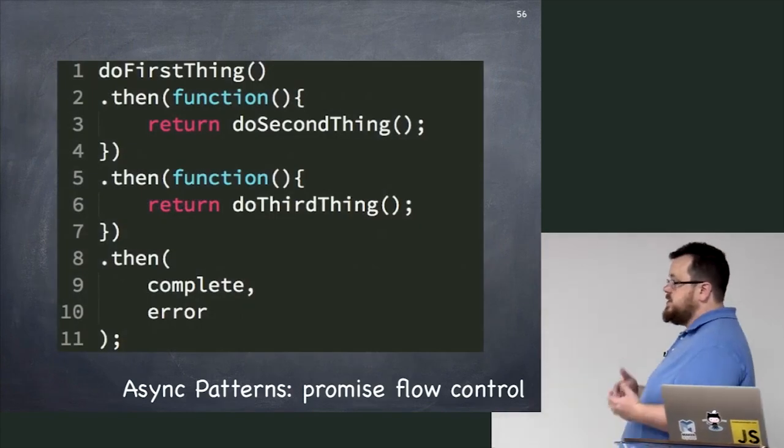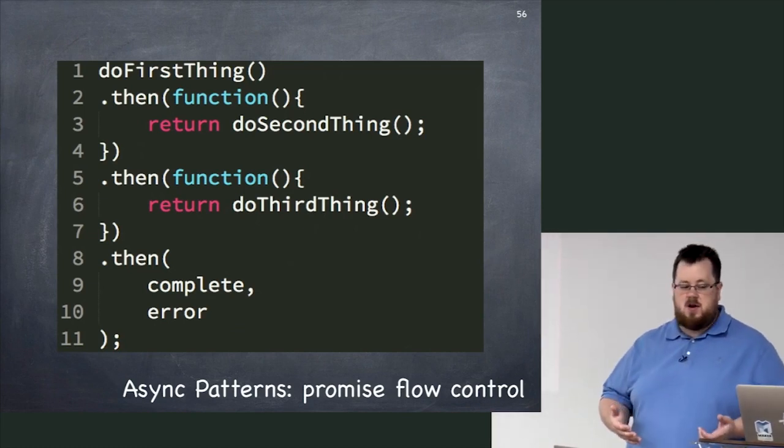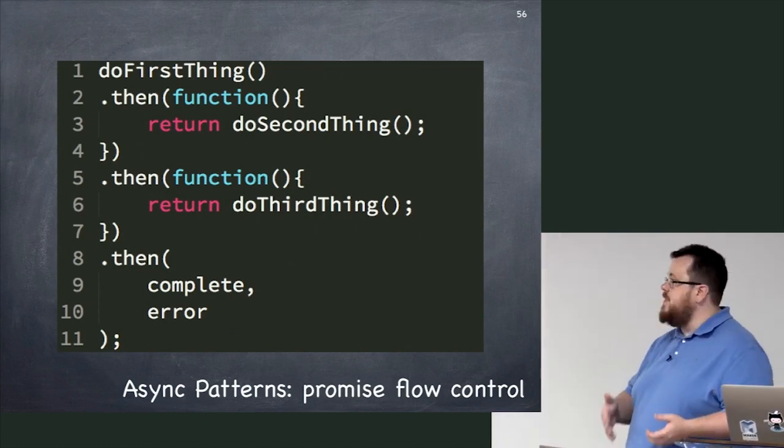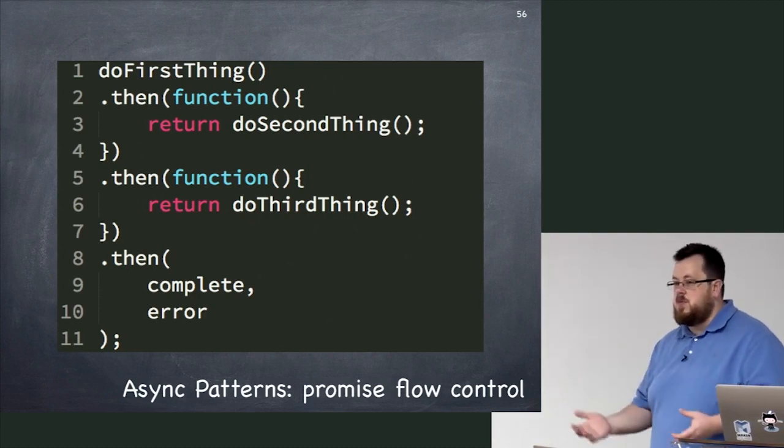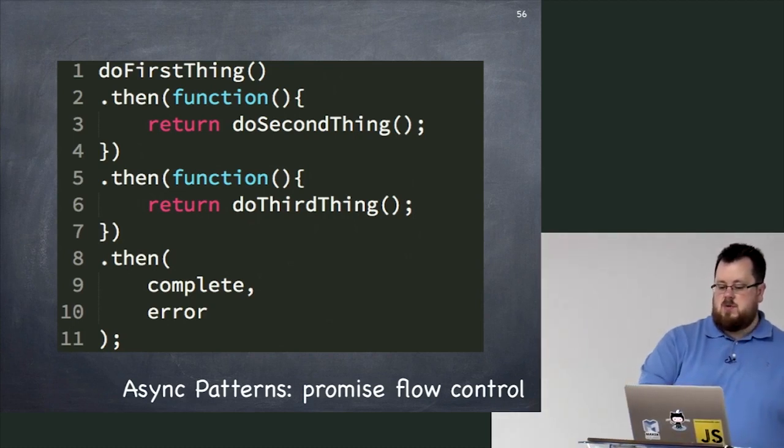So do first thing is going to give us a promise. We set up a then handler. We do whatever we need to do with that. And then we call do second thing. Do second thing makes another promise. And you'll notice that what we do is we return it.